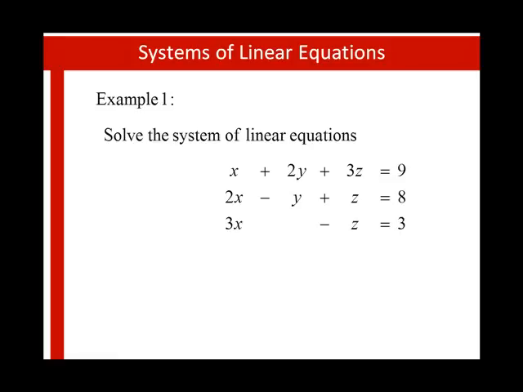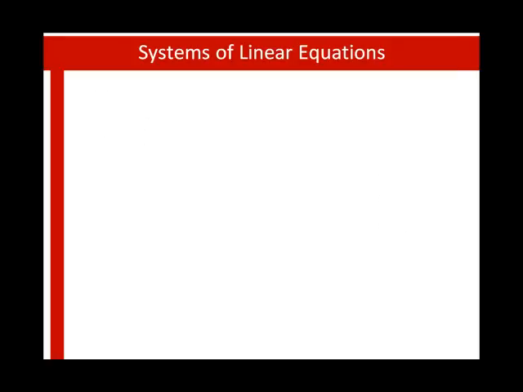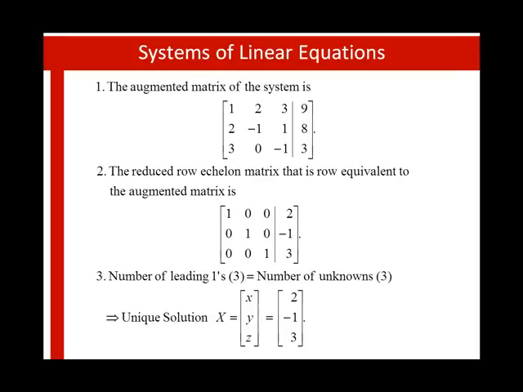Example: solve the system of linear equations x plus 2y plus 3z equal to 9, 2x minus y plus z equal to 8, 3x minus z equal to 3. This system can be written as an augmented matrix as follows: 1, 2, 3; 2, minus 1, 1; 3, 0, minus 1; and 9, 8, 3. If we apply the row reduction techniques that we have used before, the augmented matrix is as follows: 1, 0, 0; 0, 1, 0; 0, 0, 1. And on the right hand side, we have 2, minus 1, and 3.